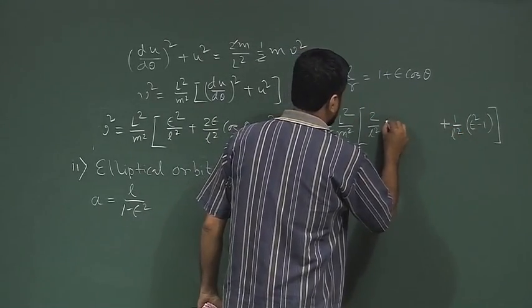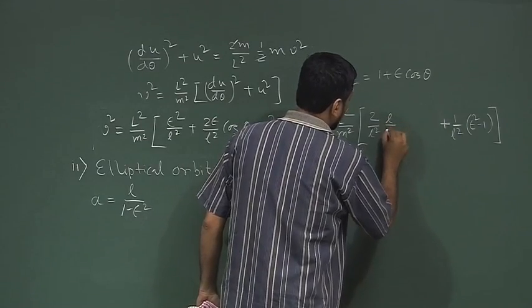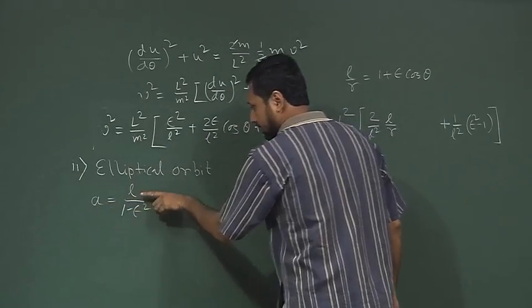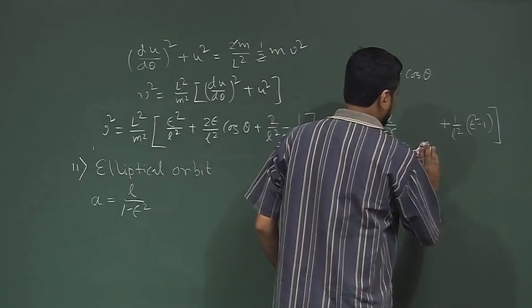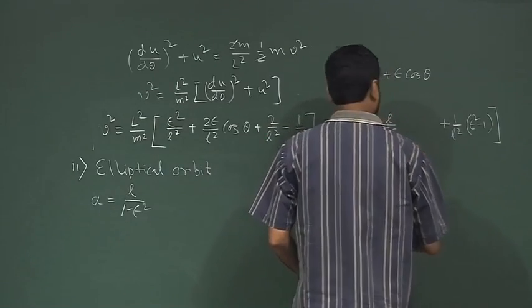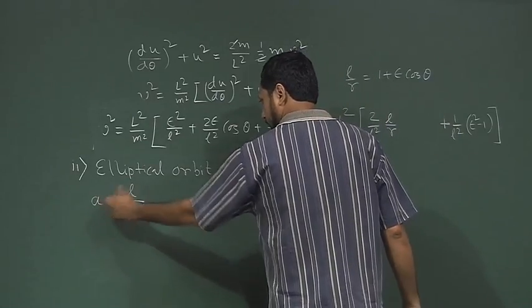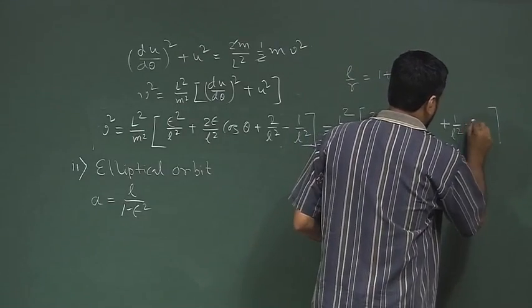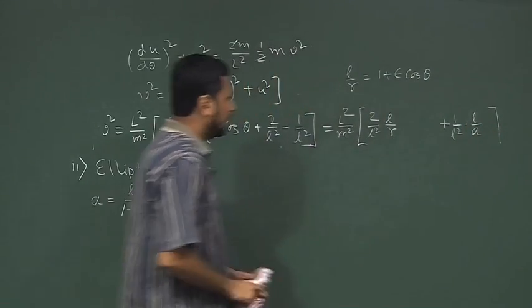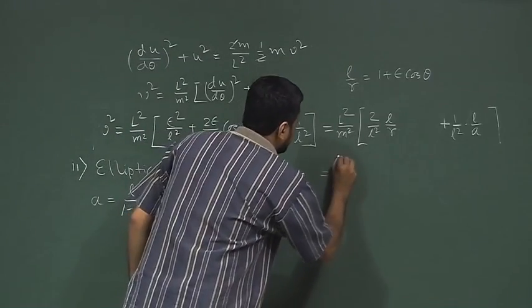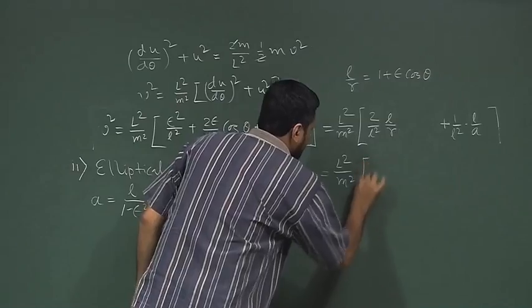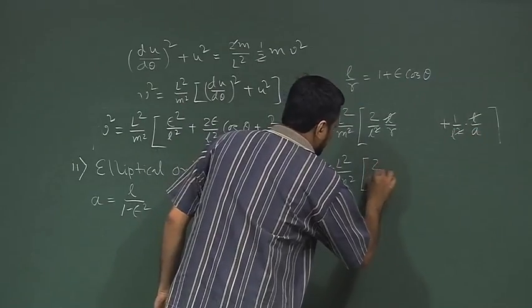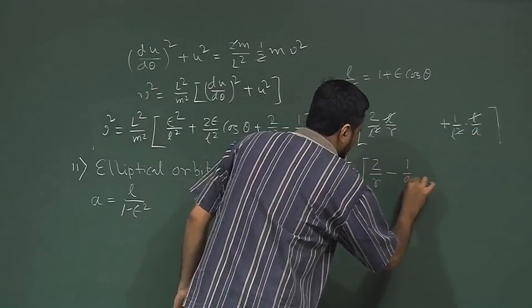So, L by r, and for the second one we can use this relation to substitute. So, 1 minus epsilon square is L by a. So, we can just put L by a. Now, it looks better. Now, if you simplify this, I think we are almost done. See, 1 L cancels here, 1 L cancels here, leaving behind 2 by r minus 1 by a.